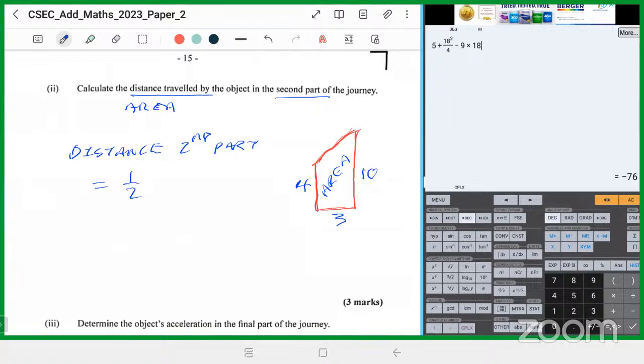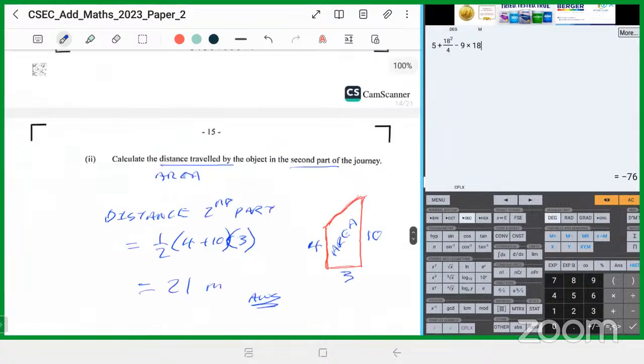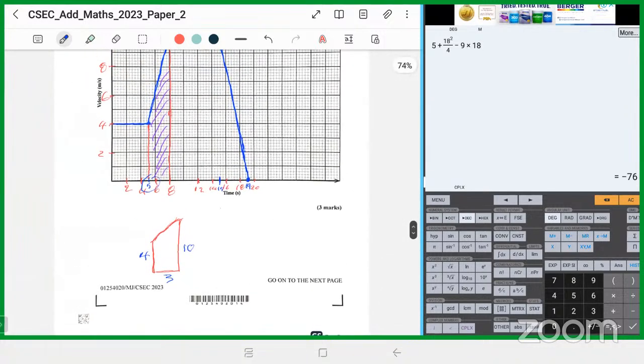Half the sum of the parallel sides, the 4 and 10 are the parallel sides. That's 14. Let's write the 4 and 10. Show the work. And the distance between the parallel sides is 3. All right, so half of 14 is 7, 7 times 3 is 21, so 21 meters. The distance traveled in the second phase is 21 meters. Let's just check it was 4 and 10 for real.